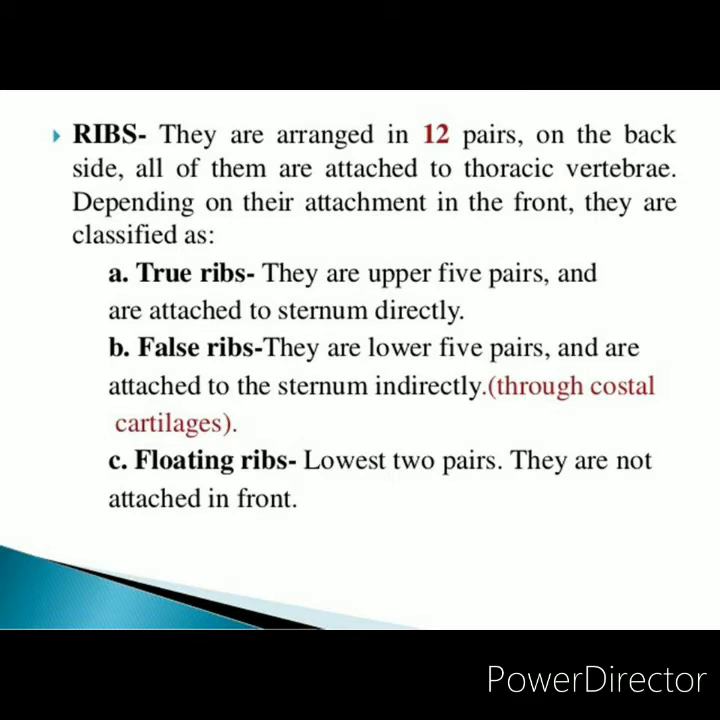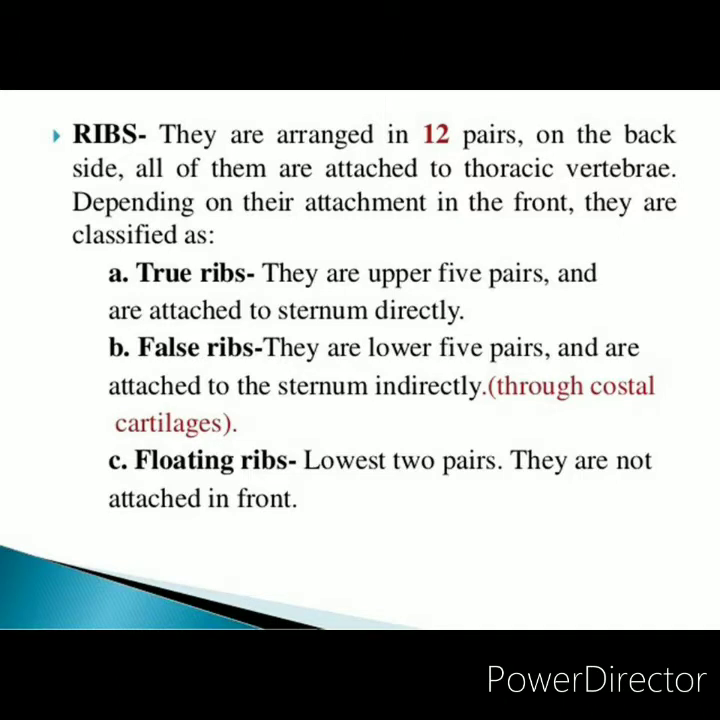So next we'll learn about the ribs. They are arranged in 12 pairs. The ribs are joined with your sternum. So they are 12 pairs, and in each pair we are having 2. 12 into 2, that is 24 ribs available in our chest.